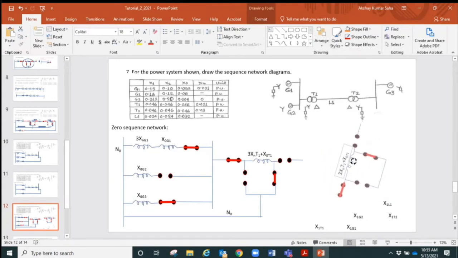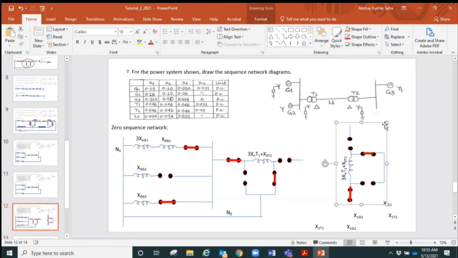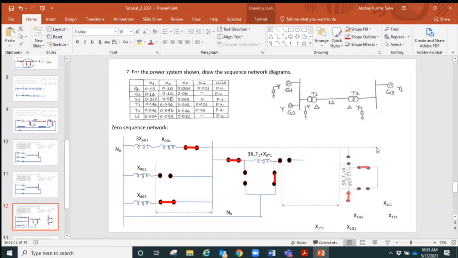So if someone drew this diagram like this, it will still be the same thing. These are the series switches, these are the shunt switches. This part will be connected to the neutral bus. Is that okay? Yes, sir, it's okay now.